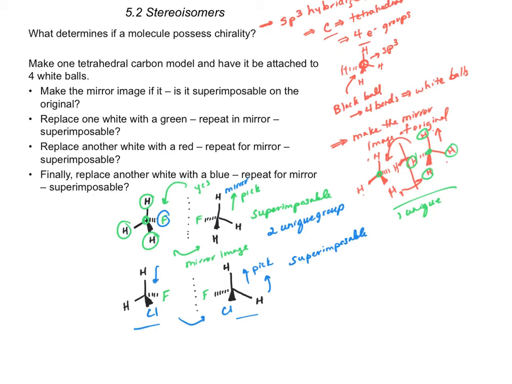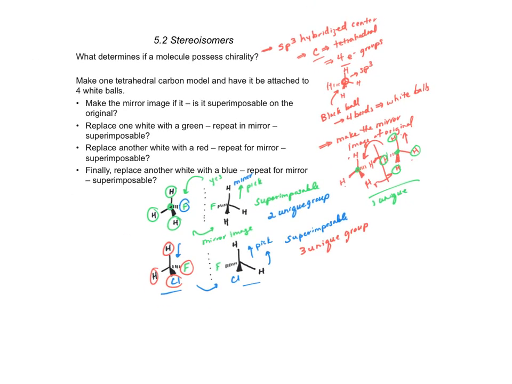Now, at this point in time, we've got 1, 2, 3 unique groups, because we have 2 hydrogens. So this is 3 unique groups around tetrahedral carbon. We're still getting superimposability with respect to the mirror image. So this is still non-chiral, or achiral.